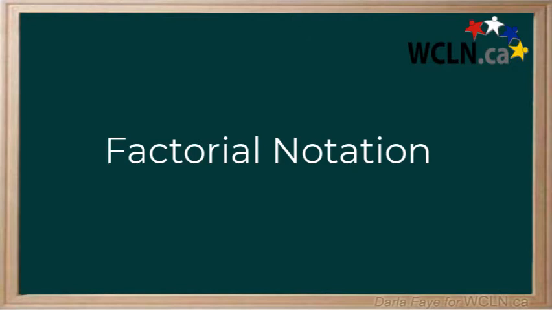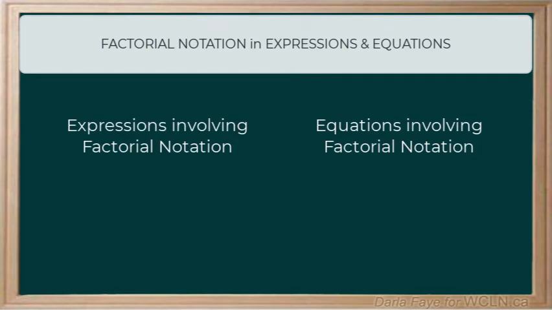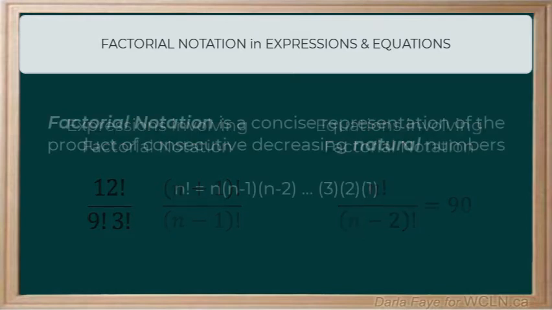Now, you might be wondering, what do these types of expressions and equations actually look like? On the left of the screen, I've included an example of two expressions that involve factorial notation. The first example is one with numbers only, so we describe that as being a numerical expression. And the second one involves variables. We describe this as being an algebraic expression. On the right-hand side of the screen, you'll see an equation that involves factorial notation. Keep in the back of your mind that only natural numbers can be possible solutions for those equations.